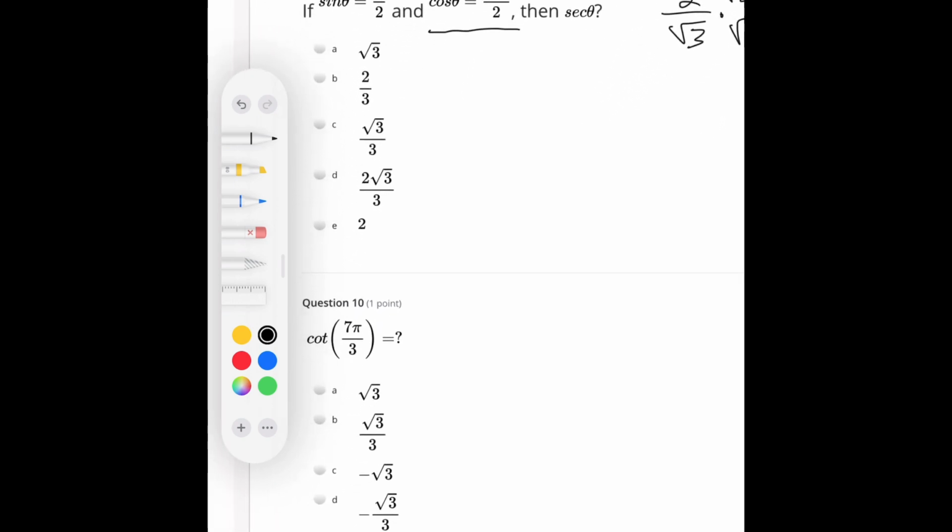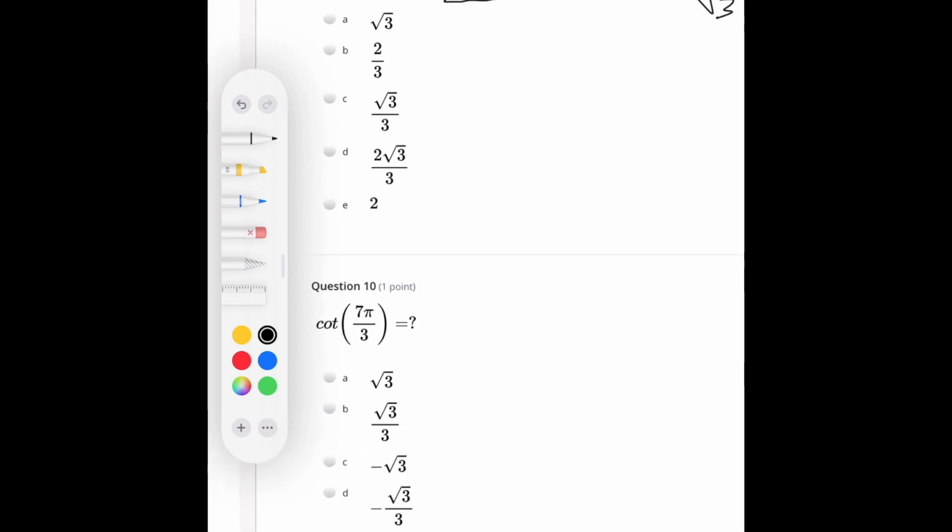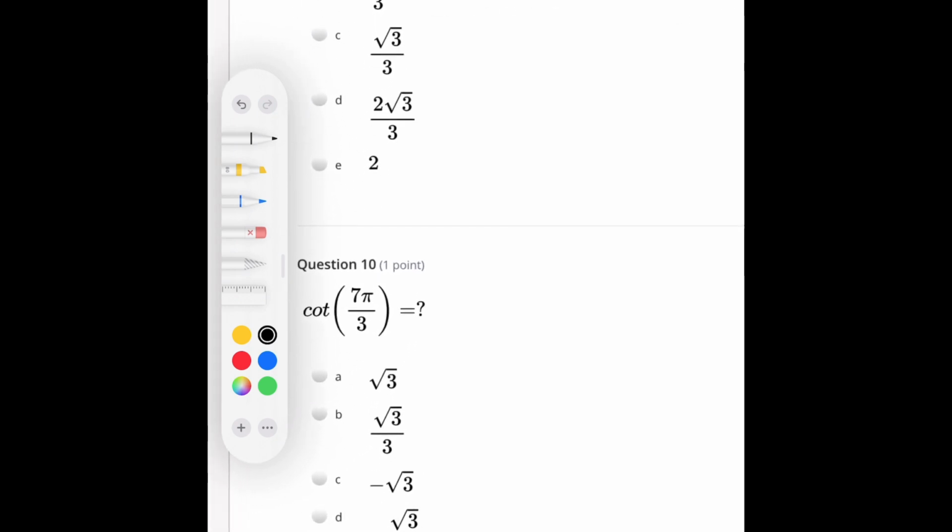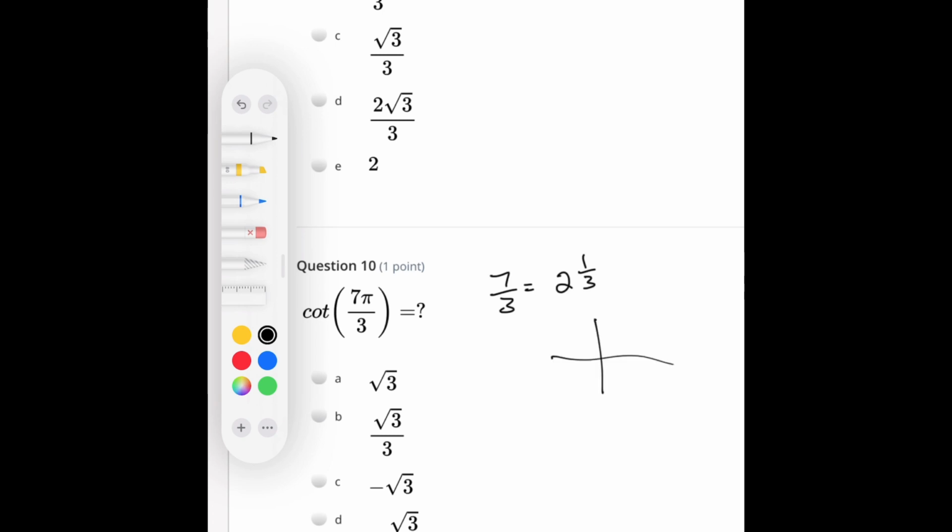All right, cotangent of 7 pi/3. Where is 7 pi/3 on the unit circle? It's in thirds, so pi/3 is every 60 degrees. Or you could write 7/3 as a mixed number: 3 goes into 7 2 whole times with a third left over. So we go a full 2 pi and then 1/3 more, 60 degrees more. The coordinate right there is 1/2, root 3 over 2.